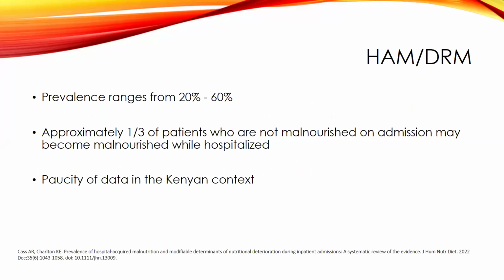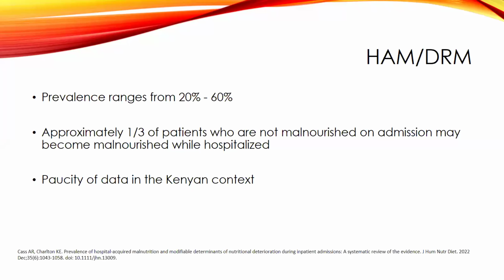But if you now go into research, you'll find the prevalence usually ranges from around 20 to 60%. That is more like out of every 2 patients, 1 is likely to get malnourished while in the hospital setup, which means we need to formulate interventions that are addressing that. And approximately a third of the patients who are not malnourished on admission may become malnourished while they are hospitalized.